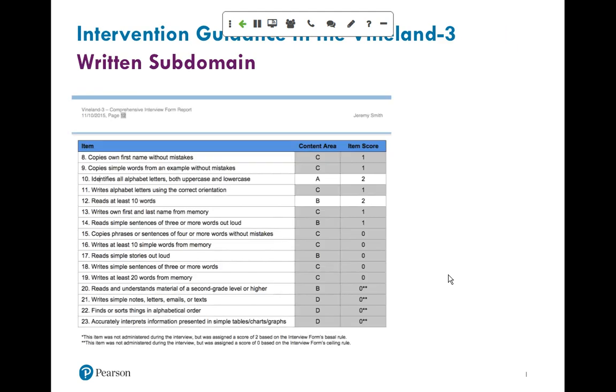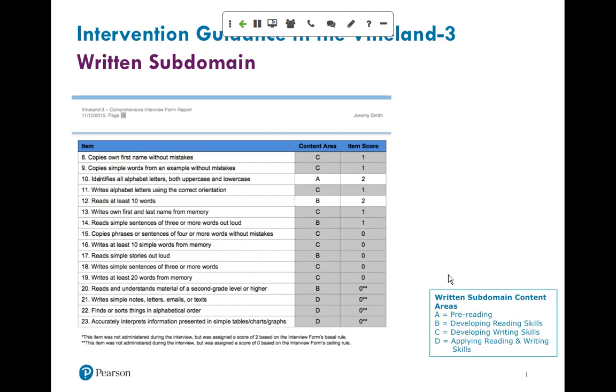What's nice is that the Vineland 3 has a new intervention guidance, and so when you conduct the assessment and you choose to include the intervention guidance in your printout, it is going to print out, in order of the lowest to highest subdomain scores, all of the items and what their scores were. So you want to focus on the zeros and ones because either the child is not performing the behavior with independence or only sometimes performing the behavior with independence. You want to focus on those, and then you can see them by content area.